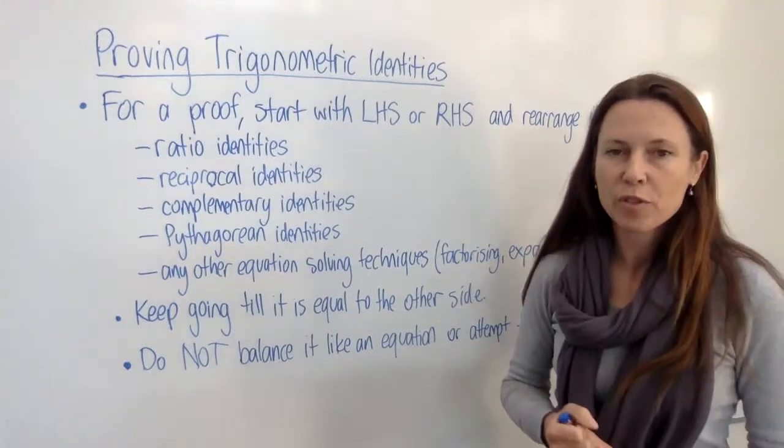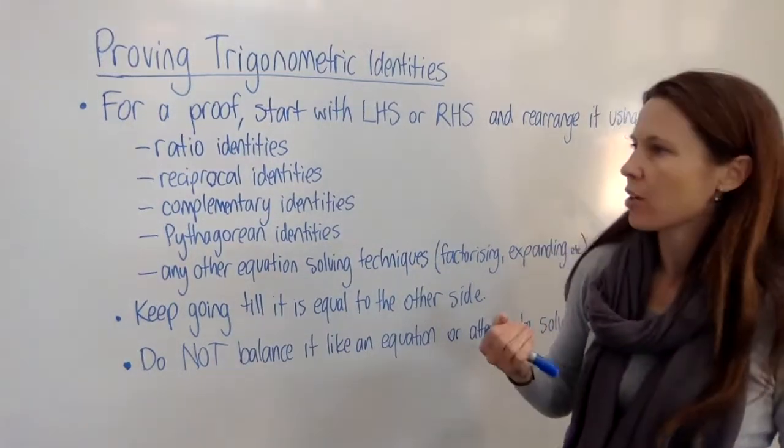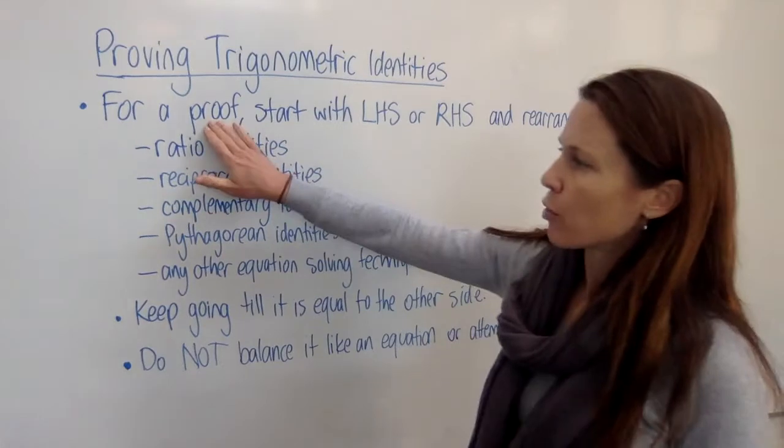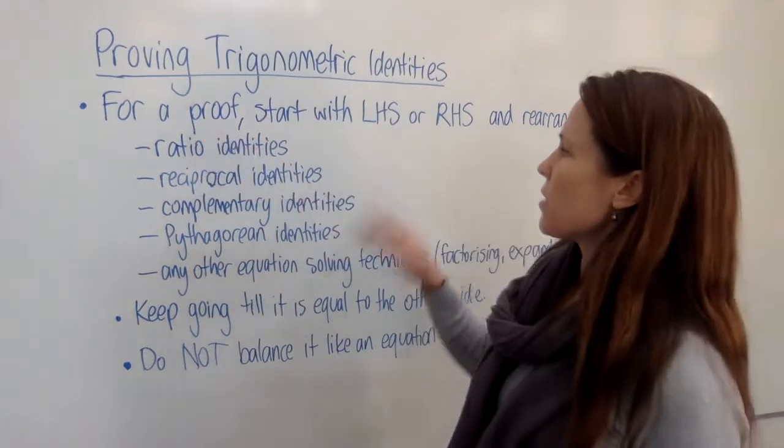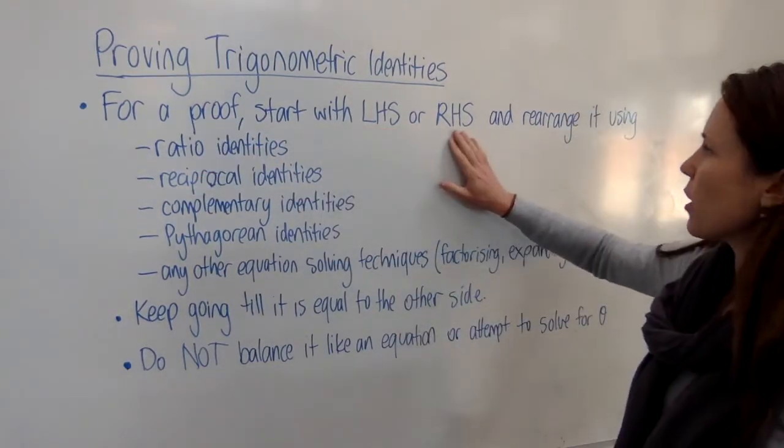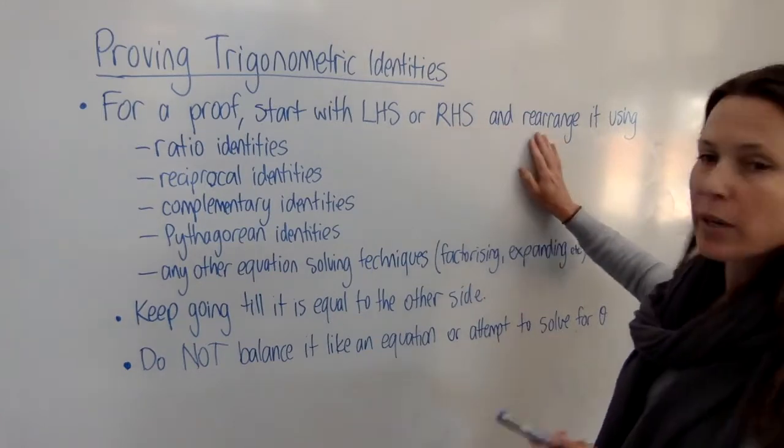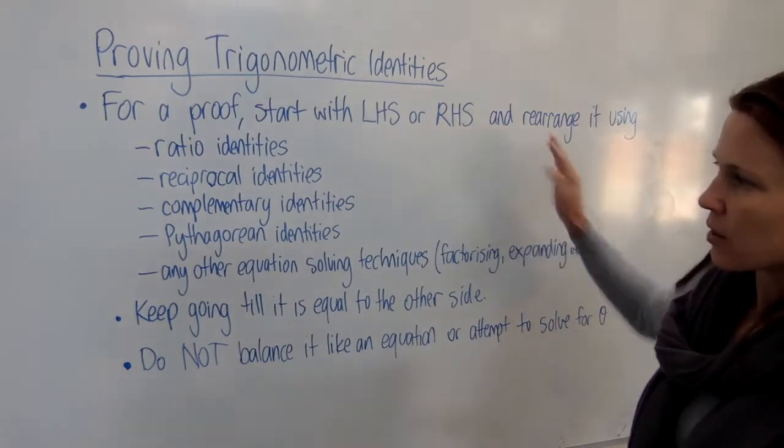Now, to prove trigonometric identities, there's a few things you've got to keep in mind. Because it's a proof that you're making, you need to start with either the left-hand side or the right-hand side and then basically just rearrange it. Now, you've got a bunch of ways that you can rearrange it.